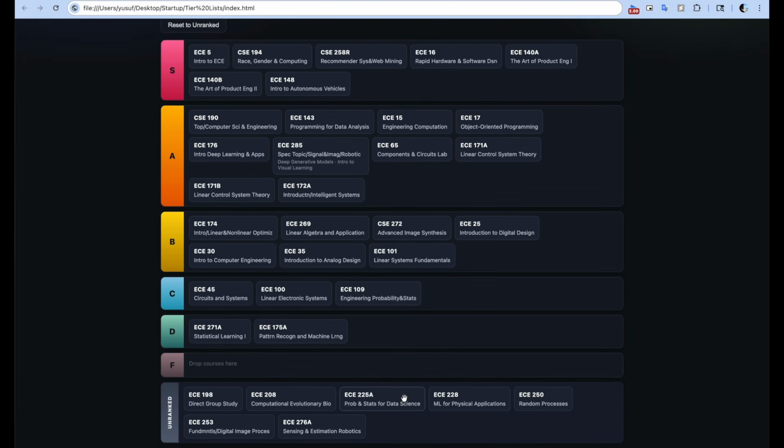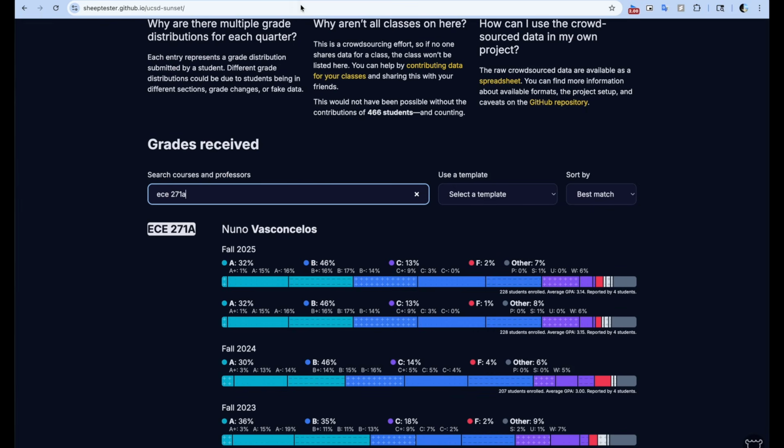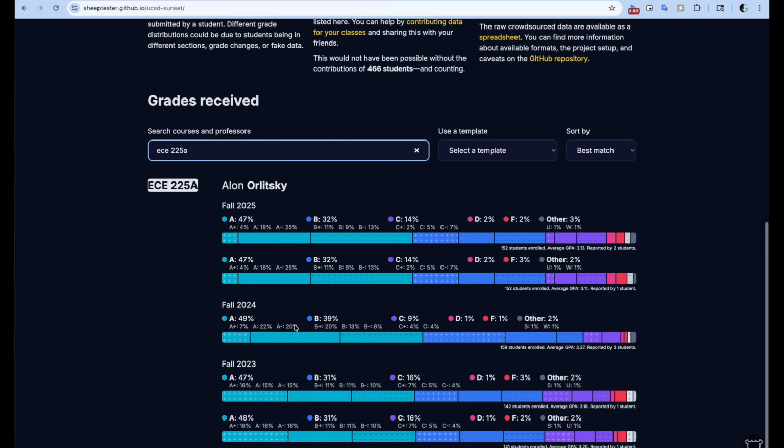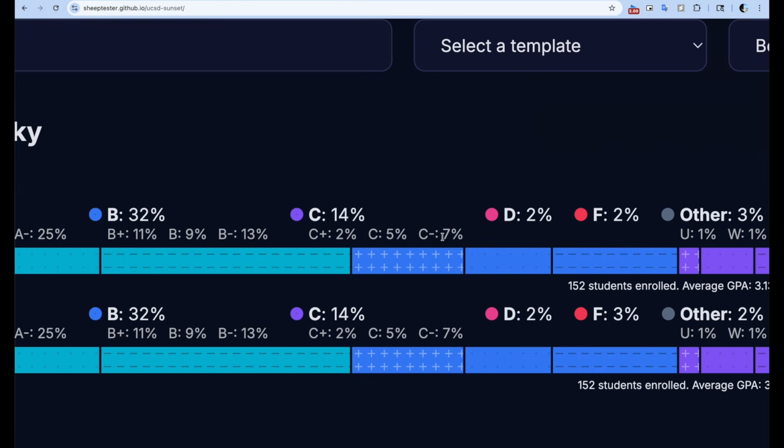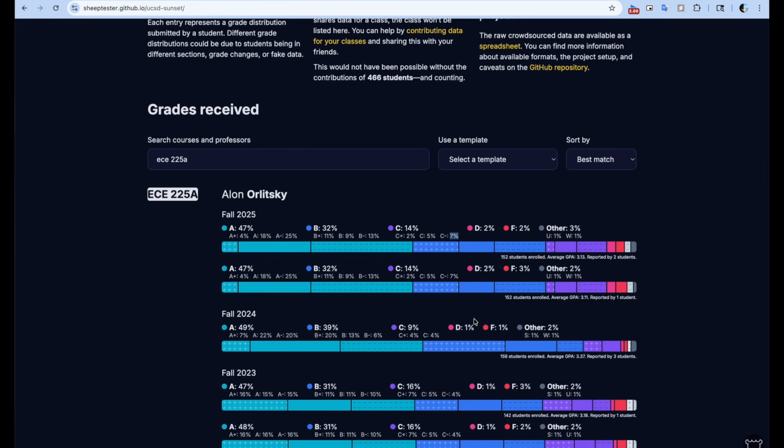225A. I took this with Alon Orlitsky. If you look at the grade distribution here, you'll probably get a decent grade. You won't get a C minus or anything. I see 7% got a C minus last time he taught it, but you'll probably not fail the class. His lectures are kind of fun, but I don't know if you'd learn that much in the lectures. You do have to do a lot of practice and a lot of work on your own.